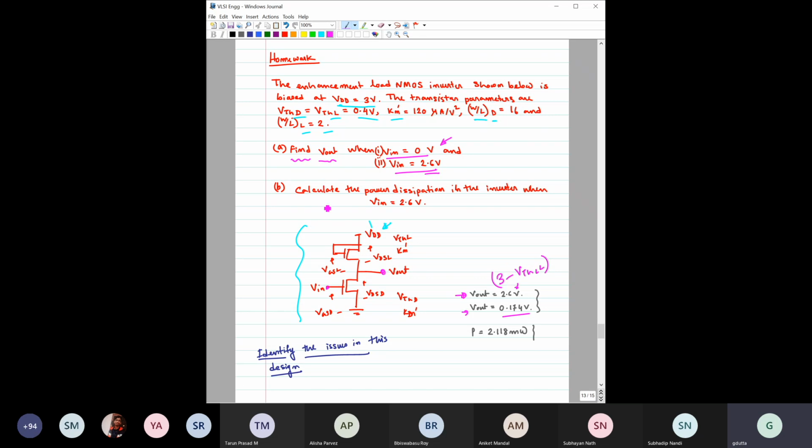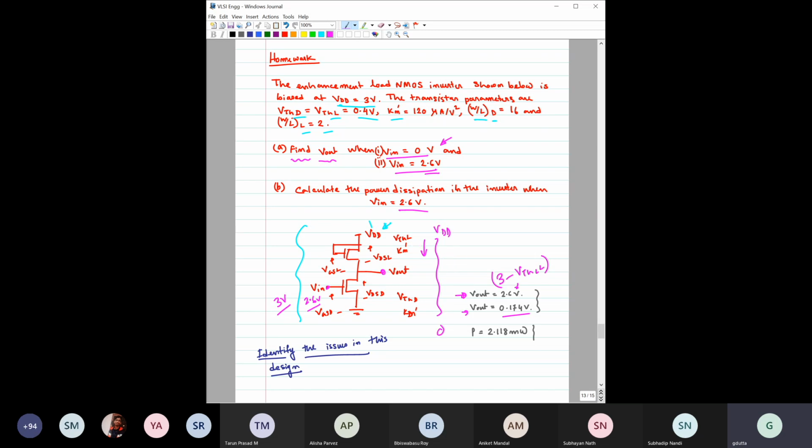The other question is, calculate the power dissipation in the inverter when V in is equal to 2.6. Suppose you have given 2.6 volt here and kept it like this, then what would be the power dissipation? Even if you have given logic 1, that is 3 volt, this transistor is on. This transistor is always on, so there is again a direct path from VDD to ground.